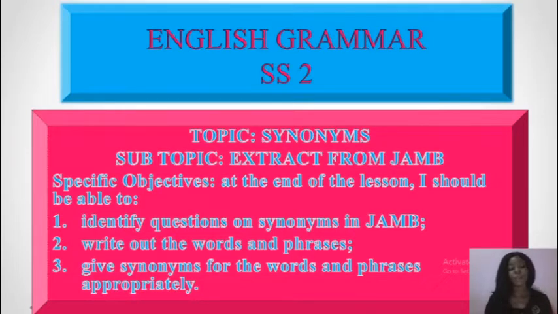Number two specific objective is that you should be able to write out the words and the phrases correctly. Now, for every question on synonym you come across in JAM, there are instructions. These instructions could be words or phrases. You should give synonyms for them. Now you should be able to write out those words and those phrases out. That's number two specific objective.